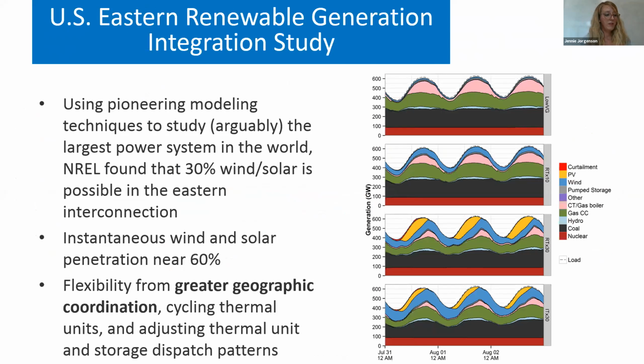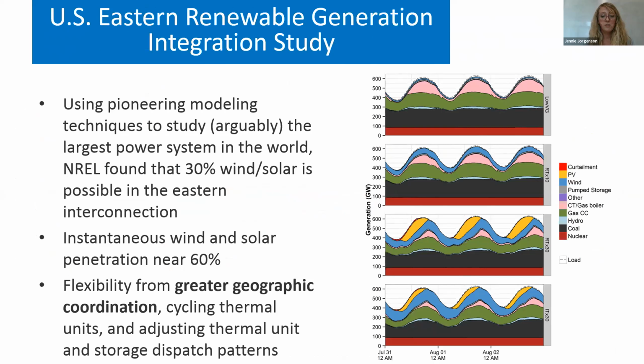So the natural extension after looking at the Western US is to study the Eastern Interconnection of the US. The complication is that the east is roughly 3 or 4 times as big as the Western Interconnection, and arguably the largest power system in the world.